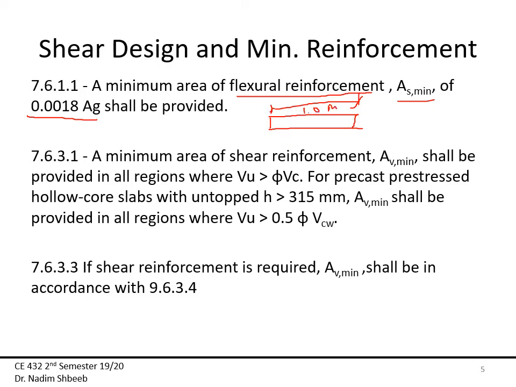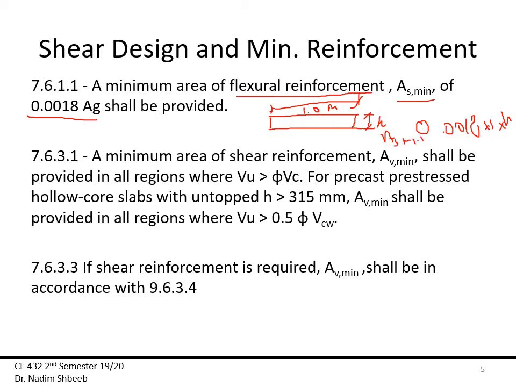Okay. And then if this is, let's say, my height, then my AS minimum probably is going to be 0.0018 area gross, which is times 1 times H. So that's my AS minimum.